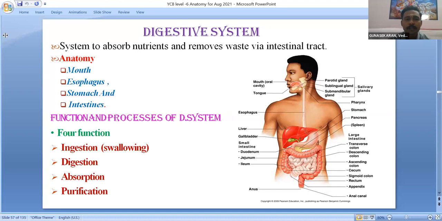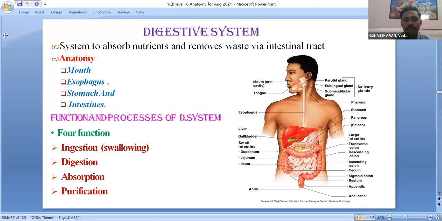Digestive system. This system absorbs nutrients and removes waste via the intestinal tract. Anatomy: mouth, esophagus, stomach, and intestine. These are the main parts involved in the digestive system.